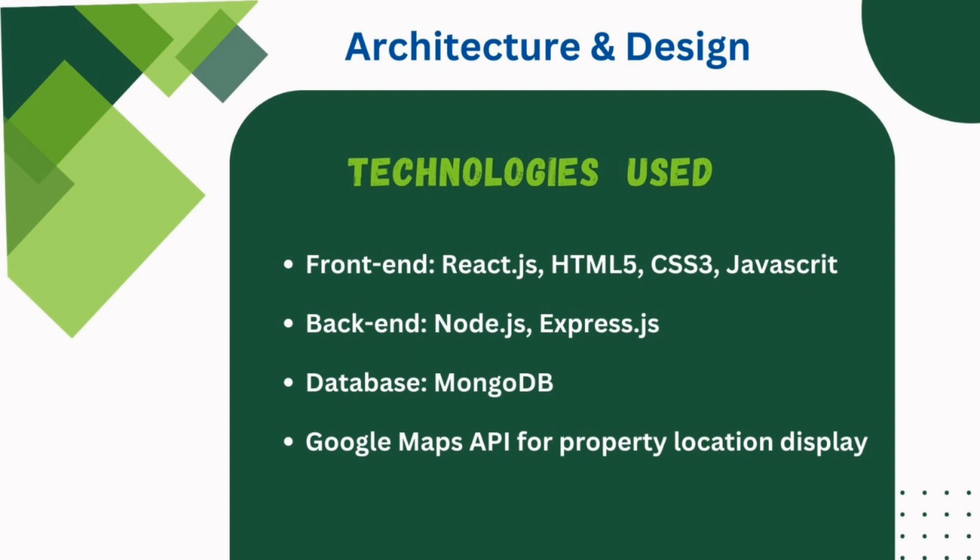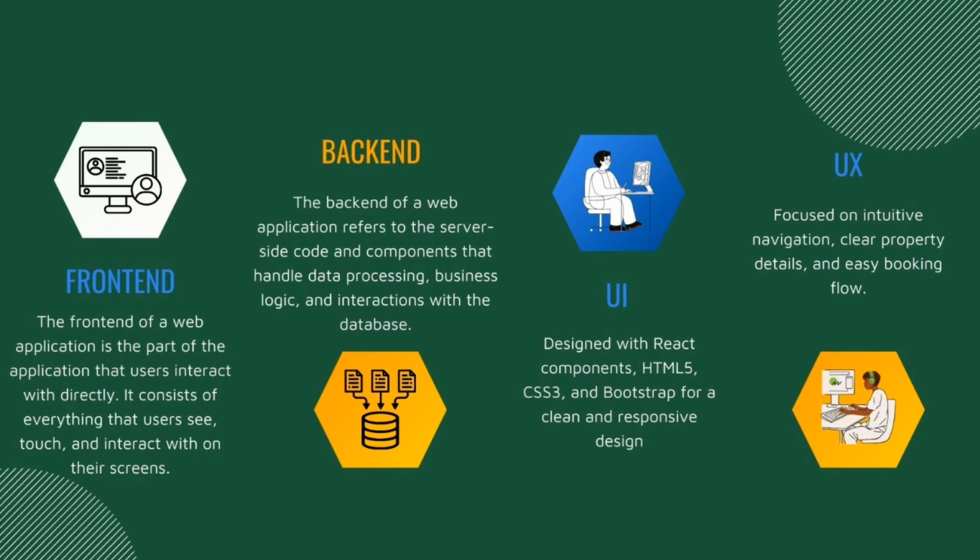Here we come to architectures and designs. In this internship, the technologies we used on our front-end include React.js, HTML, CSS and JavaScript, and the back-end includes Node.js and Express.js. And we need to store data, so we need a database. So we are using a Mongo database, and we are also integrating a Google Map API for the property location display. Okay, let's see one by one briefly.